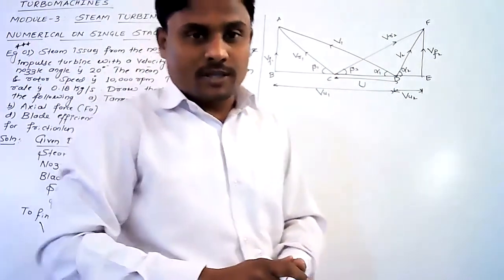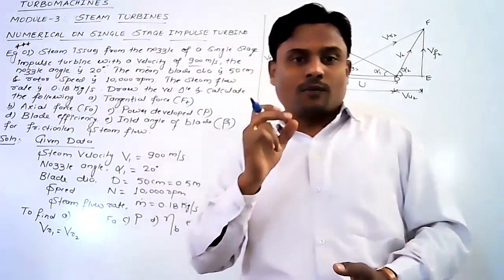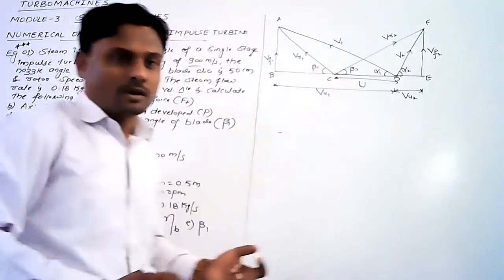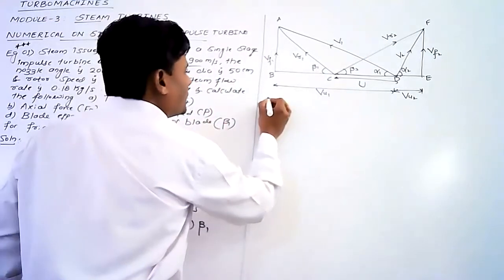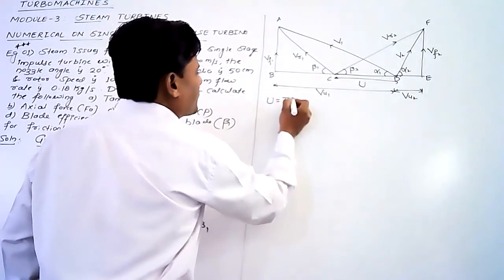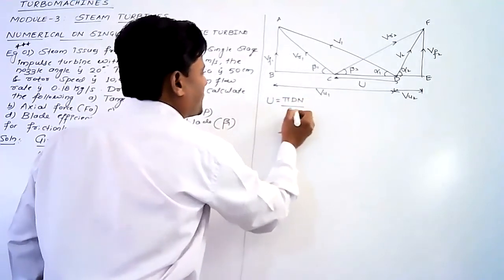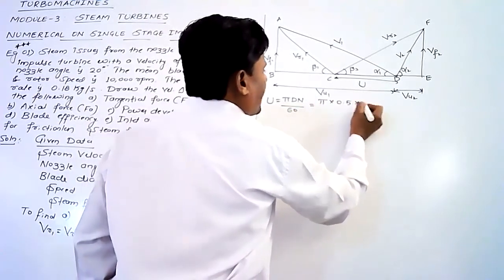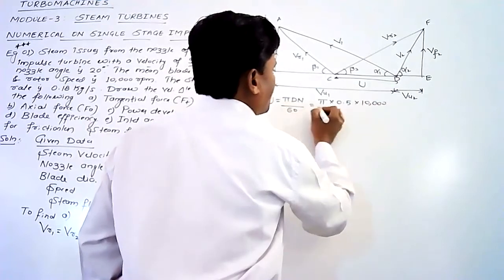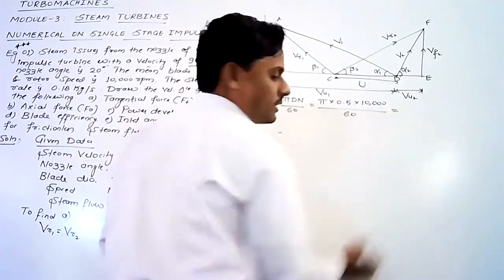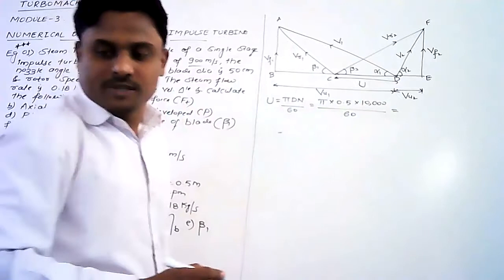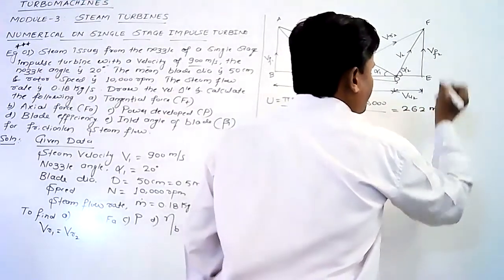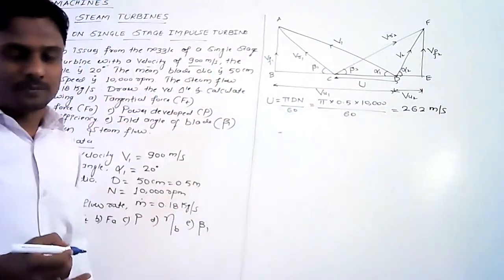Now the next important thing is we have to calculate U. Speed is given and diameter of the rotor is also given. So use the formula U equals pi d n by 60. Substitute the values: pi into d is 0.5 into n is 10,000 divided by 60. So you will get the value of U as 262 meter per second. This is the value of tangential velocity.